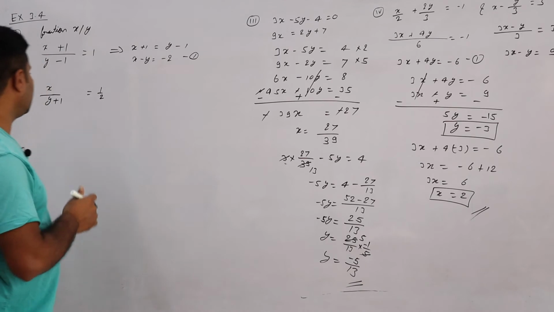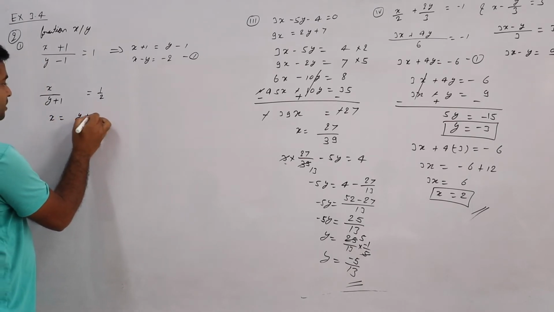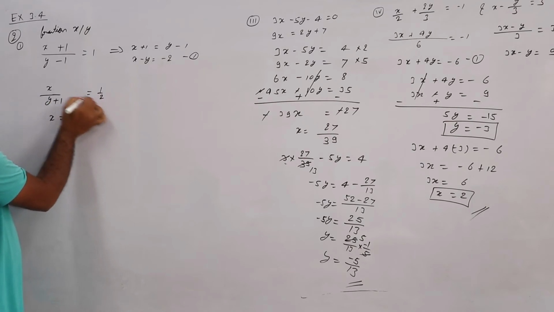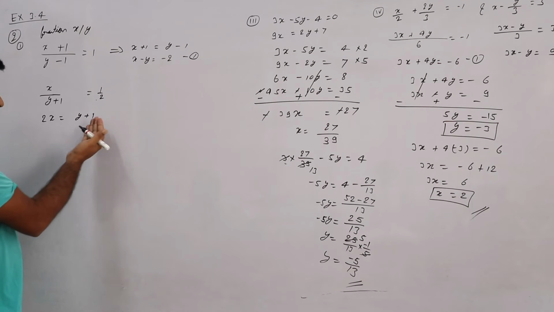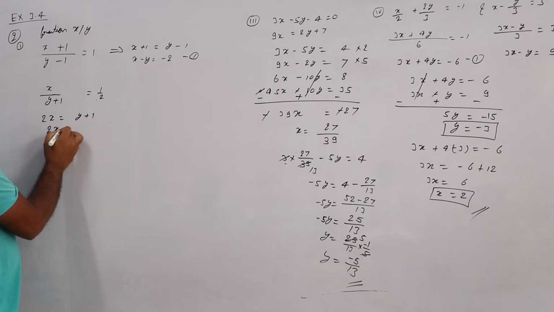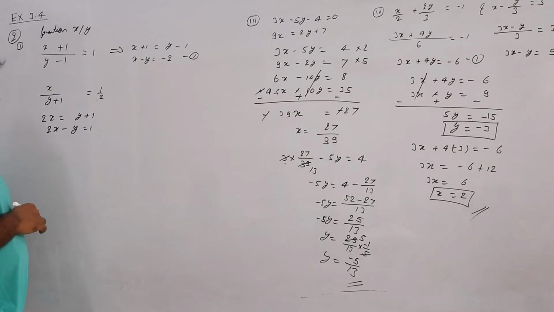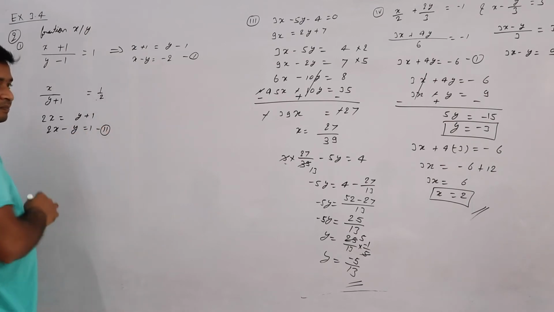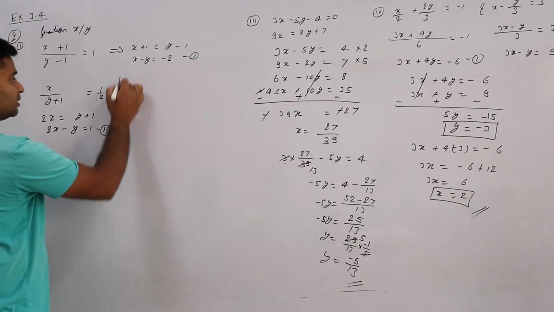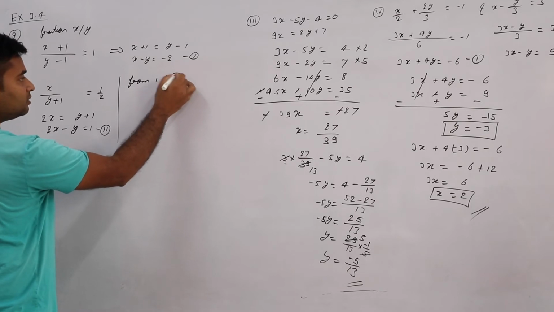Acha. Now this one, x by y plus 1 is equal to 1 by 2. Just do the cross multiply. So here 2x. Yes or no? Bring this y this side. So 2x minus y is equal to plus 1. Now assume this is equation number 2. Now from equations 1 and 2.